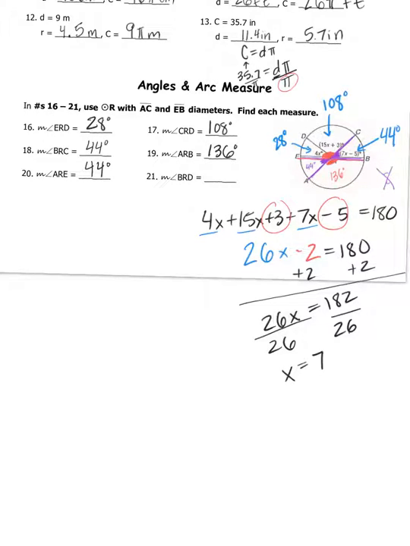And BRD. Be careful. BRD takes these two angles and adds them together. So 108 plus 44, and that's 152 degrees.